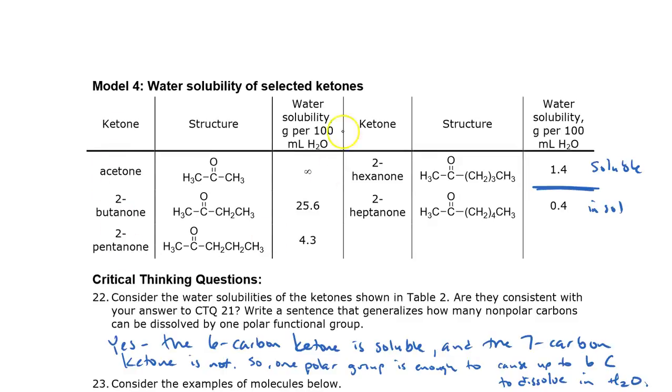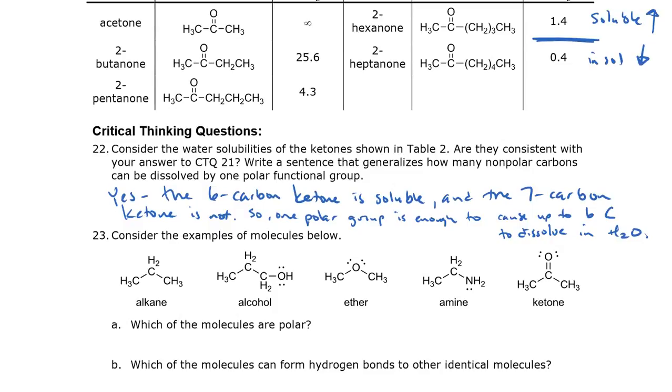All right, so this table goes across 2 columns just to fit on the page more nicely. But we have acetone that's infinitely soluble. By the time we get to 2-hexanone, it's 1.4 grams per 100 milliliters, and to heptanone, which has 7 carbons, 0.4. So that's below our cutoff, so we say that's insoluble. The ones above this are soluble. So what do I say? Is this consistent with my earlier answer? Yes. The 6-carbon ketone is soluble, and the 7-carbon ketone is not, according to our cutoff. So one polar functional group is enough to cause up to 6 carbons to dissolve in water.